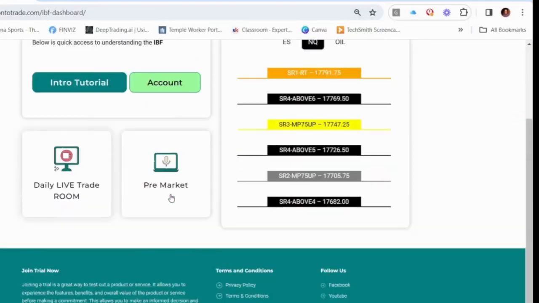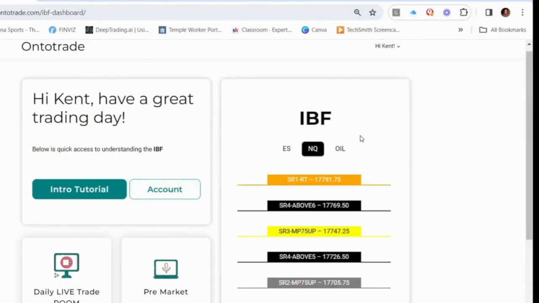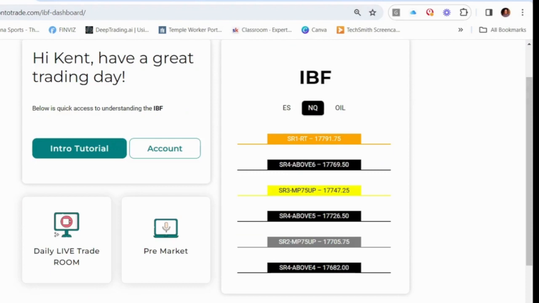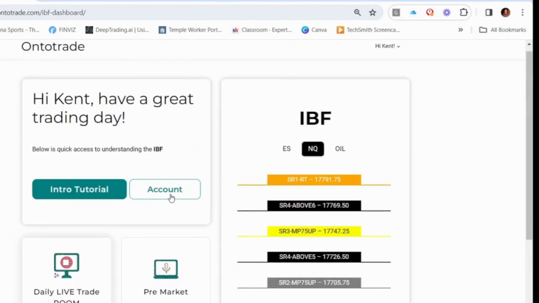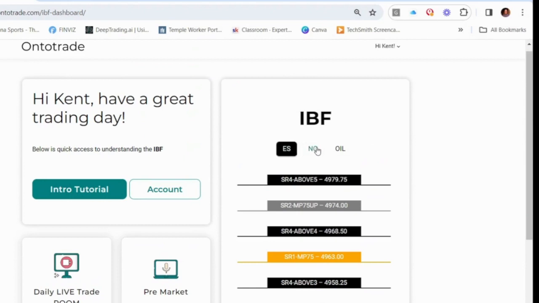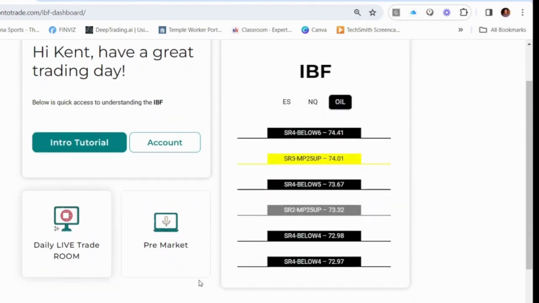What we do here, we go to our website, and this is what your dashboard looks like. I've got the IBF indicator levels here for the ES, the NQ, and the oil market. And then we've got a link here to a recording from our lead instructor where he shows us his game plan for these three markets for the day. I also have a link here to our live trade room.